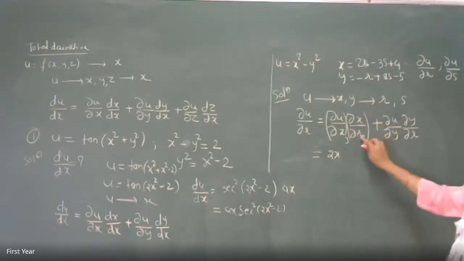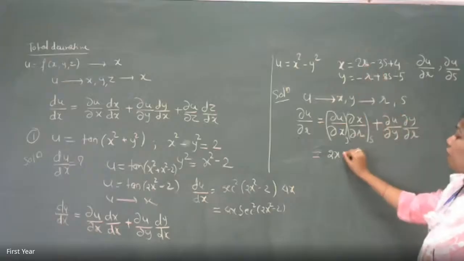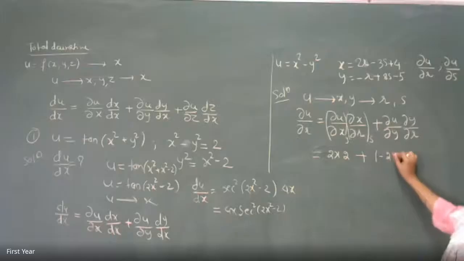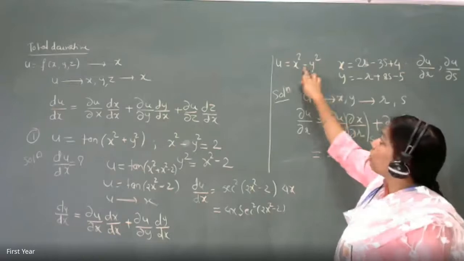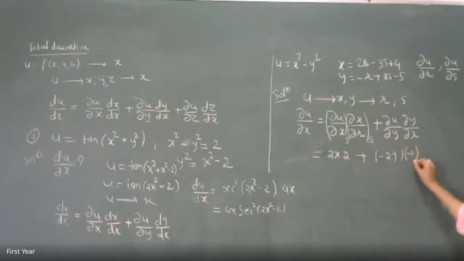When you are taking the derivative of x with respect to r, who will be constant? s will be constant. So 3s and 4 are constant. Their derivative is 0, so only the 2r derivative will be 2. Plus del u by del y. So it is minus 2y, because when you take the derivative of u with respect to y, x is constant. The derivative of y square is 2y with the minus sign. So minus 2y into the derivative of y with respect to r, that is minus 1.